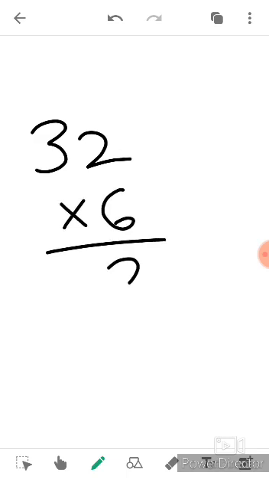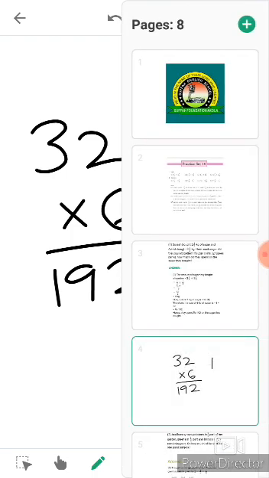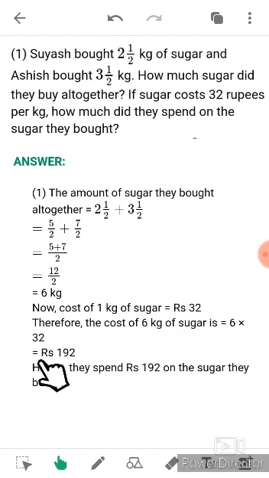So we multiply 32 by 6. Recall the table of 6 up to 2. 6 2s are 12, 1 carry. 6 3s are 18, 18 plus 1 is 19. So our answer is 192. So let's confirm it. Our answer is 192 rupees. So we can write the answer like this: they spent rupees 192 on the sugar they bought. Okay. So students, I hope you got it clearly.